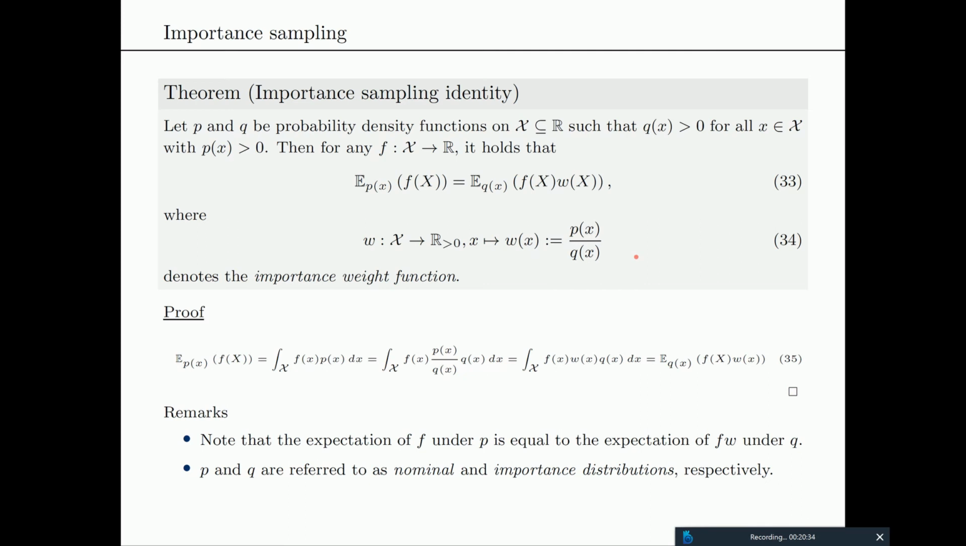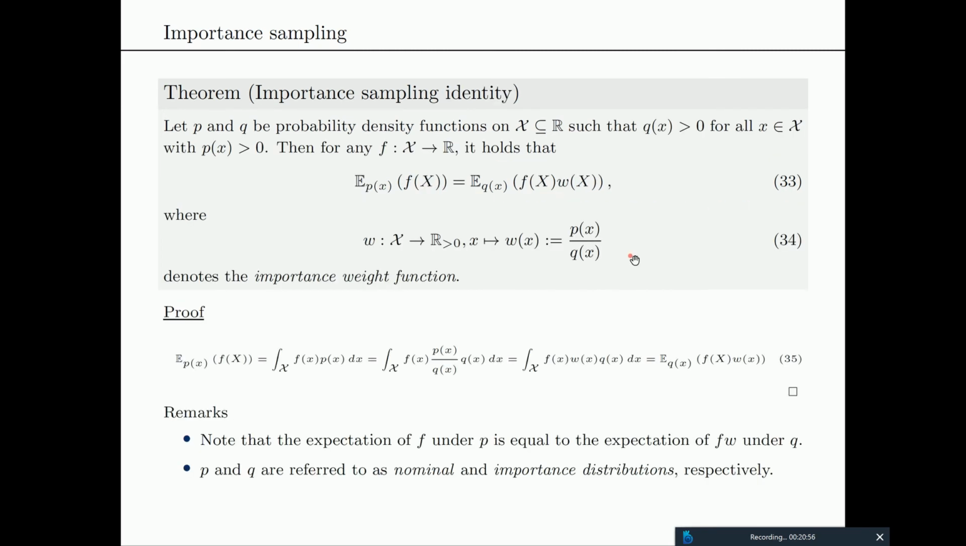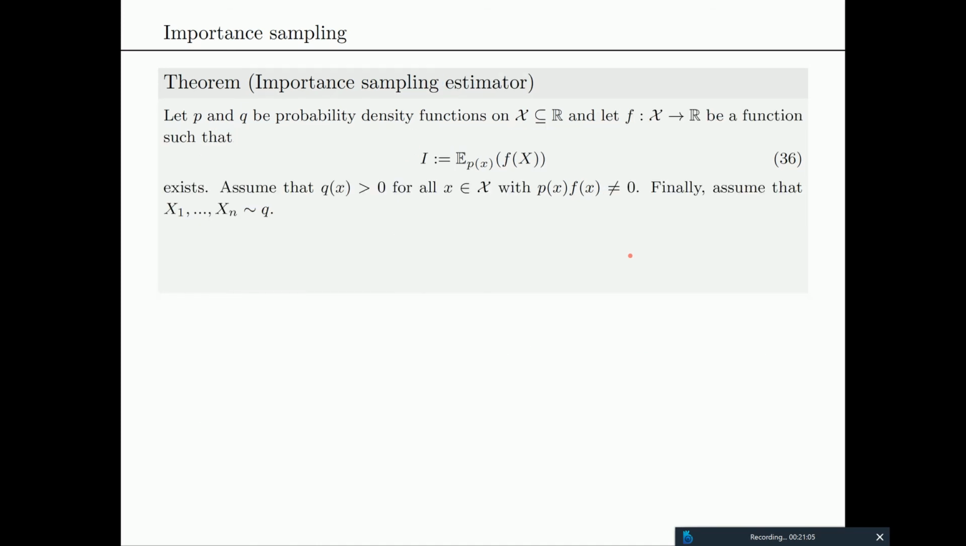And p and q in this setting of importance sampling are referred to as the nominal and the importance distribution. So p is what you actually want to evaluate, and q is how you sample. We will see it on the next slide. So p is nominal, this is where you actually want to evaluate the integral or the expected value, while q is what you actually sample from.